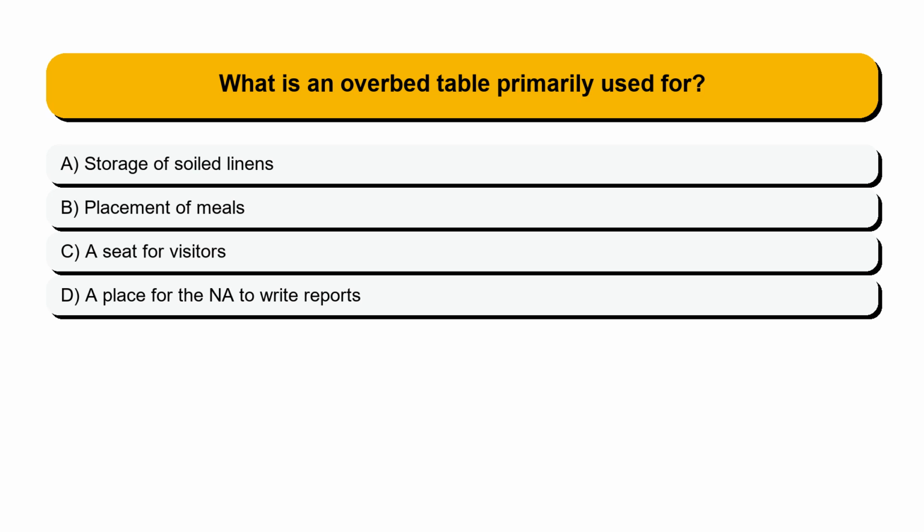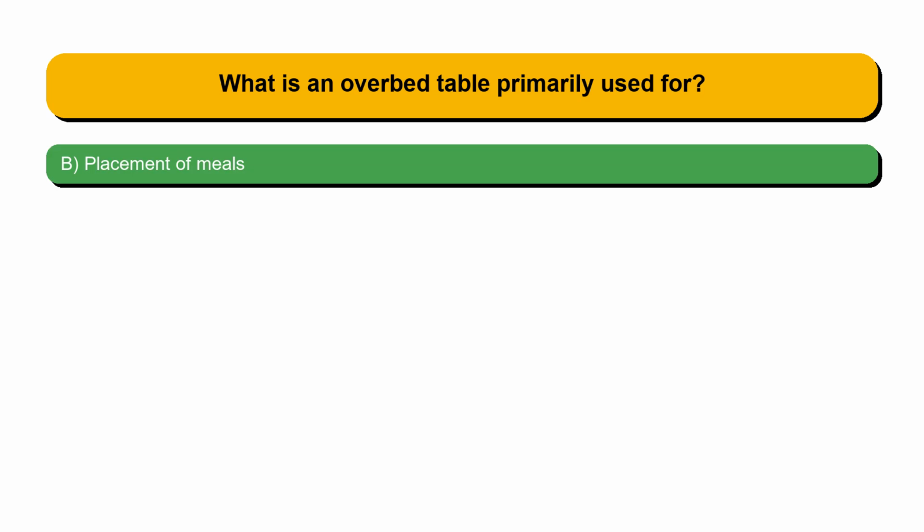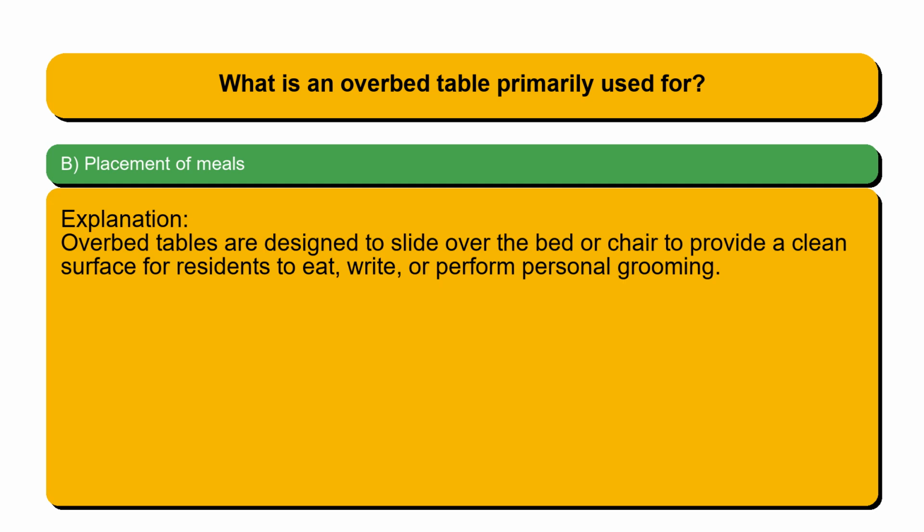Question 82. What is an overbed table primarily used for? Option A. Storage of soiled linens. Option B. Placement of meals. Option C. A seat for visitors. Option D. A place for the NA to write reports. The correct answer is Option B. Placement of meals. Overbed tables are designed to slide over the bed or chair to provide a clean surface for residents to eat, write, or perform personal grooming.